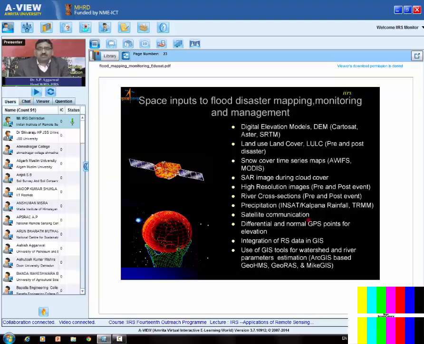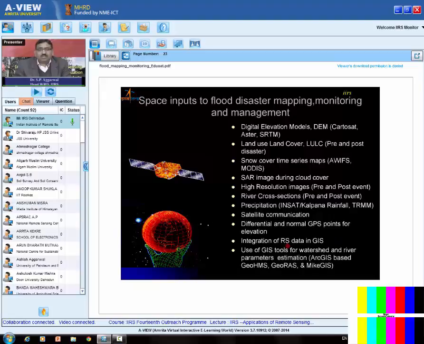Satellite communication is required for information and information transmission. Then, of course, GPS satellites are required for positioning. GPS is the American system. GLONASS is a Russian system. Then we have our own IRNSS also. It's a regional navigation system. So these systems are very useful for point information.